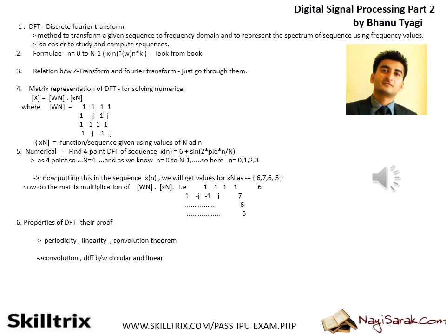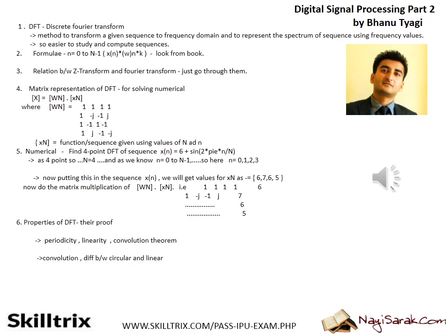This question is very frequently asked. They will ask, find the 4-point DFT of the sequence. Any sequence can be given. For example, the sequence x(n) is given as 6 plus sine 2 pi n by N. Now they are asking you to find out the 4-point DFT of this function. As we have done, we will use the matrix representation of DFT, using the matrix method.